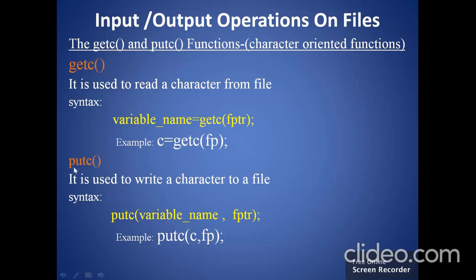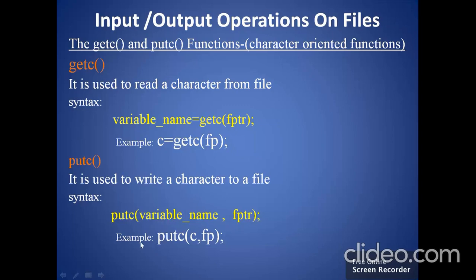Next we go to the putc function. It is used to write a character to a file. The syntax of the putc function is putc, inside the bracket first the variable name, then a comma, then fptr, and at last the semicolon. Here putc is the function used to write a character to a file. In the place of variable name, we put the name of the variable we used. Then at last we have fptr, where we put the name of the file pointer.